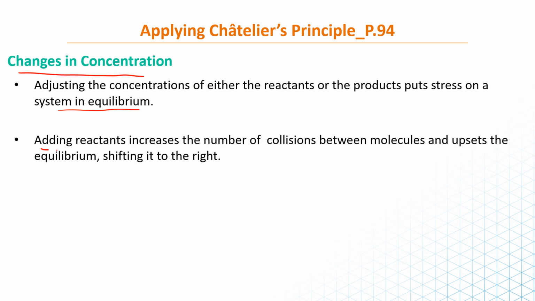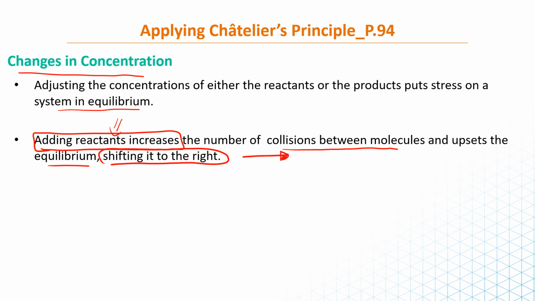Adding reactants: when we add reactants, the number of collisions between molecules increases, and that upsets equilibrium. The equilibrium will shift to the right because we are adding more reactants, so they will react together. So the forward reaction is going to become more dominant, so it will shift to the right عشان نخفض من الكمية اللي زودناها. احنا حطينا متفاعلات، كيف نتخلص من هالكمية اللي زودناها؟ ان احنا نستخدمها في التفاعل. So the equilibrium will shift to the right.